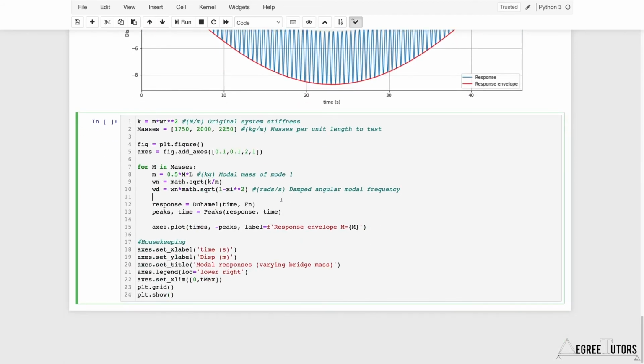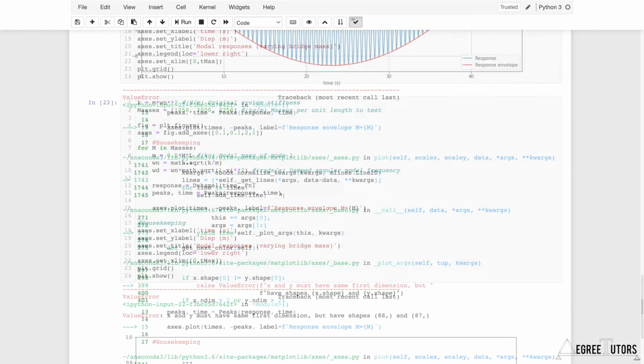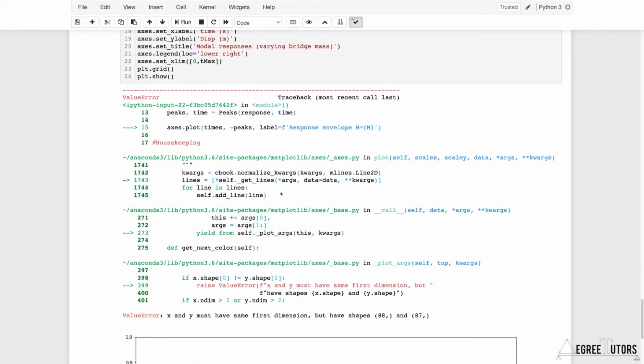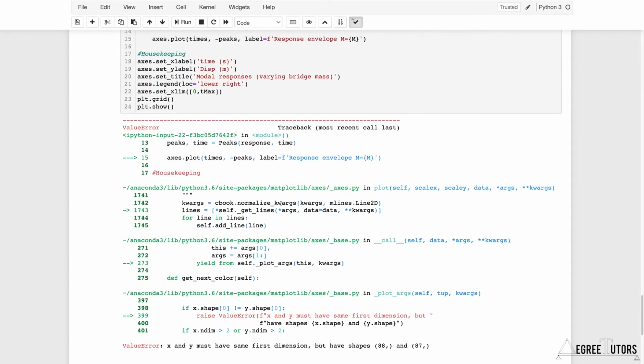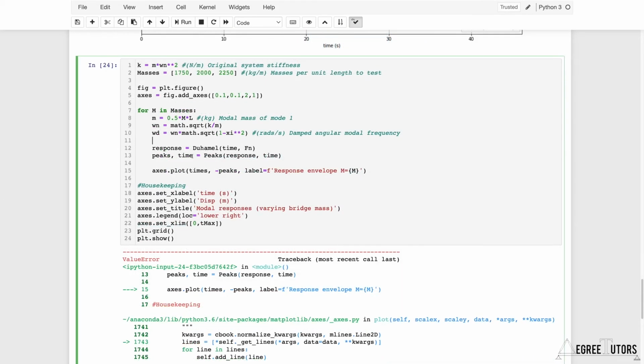Right, let's see what that gives us. Oh, that's disappointing. What have we done wrong here? X and Y must have the same first dimension, but have shapes 88 and 87. So what have we got? We have an issue here. So times and peaks. I can see what the issue is. I put in time, and that should be times.